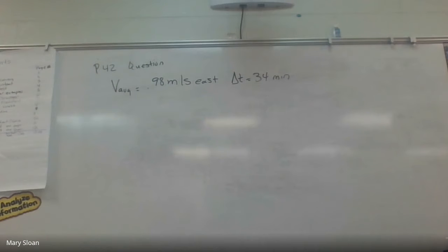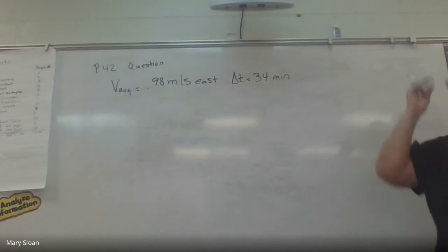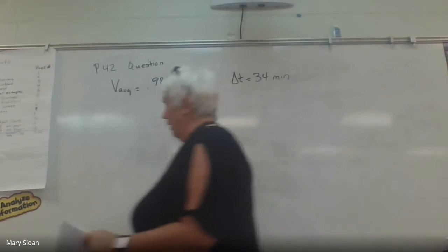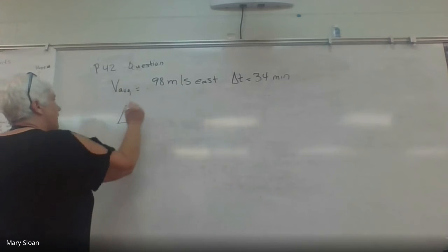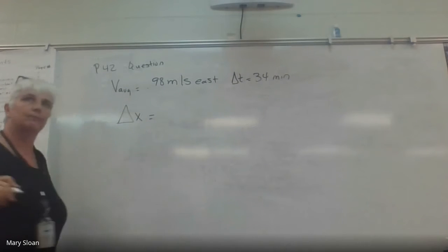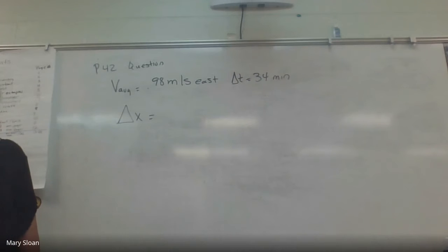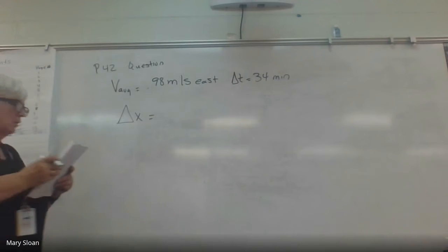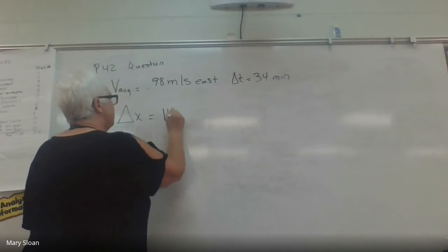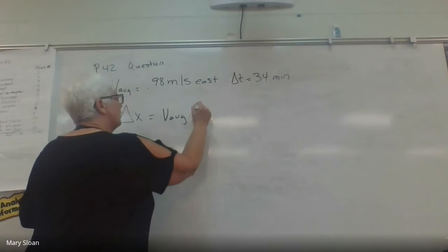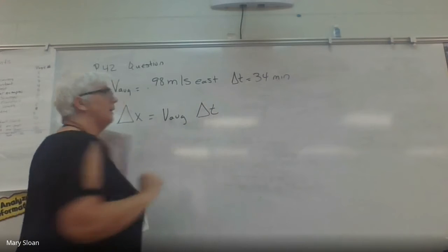It's asking us, what is their displacement? We're trying to find change in x. Everybody good so far? So to be able to do that, what we're going to do is take our velocity average and multiply that by change in time.